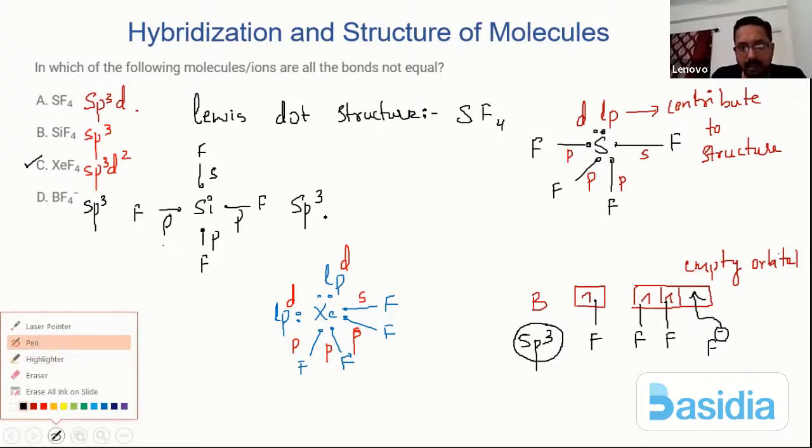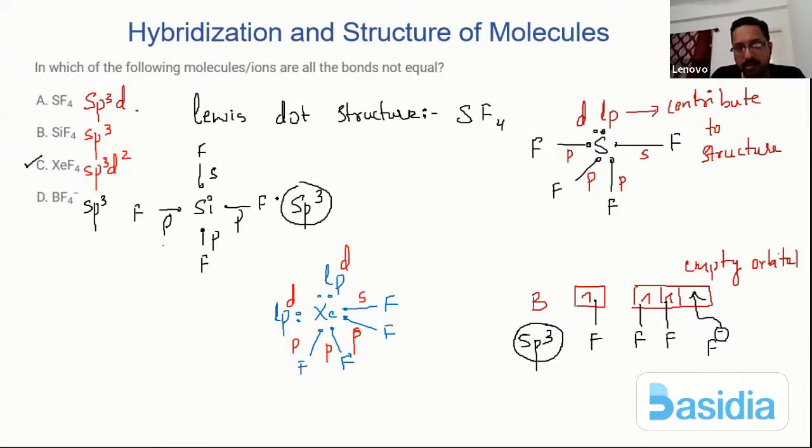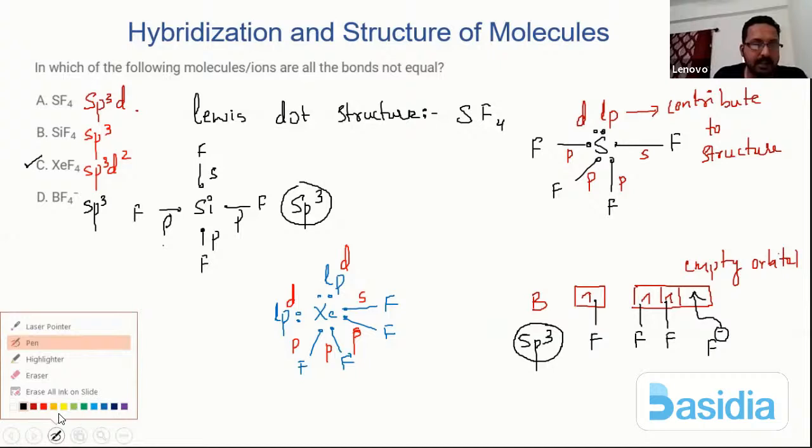So I hope you have understood how, using the Lewis-dot structure idea, we identify how many lone pairs and how many sigma bonds there are. That is very, very important. I hope you have got this one. So now let us try to understand their individual structures.